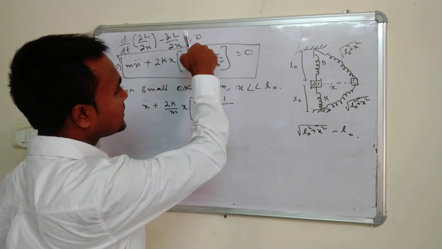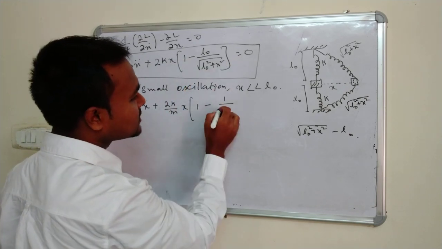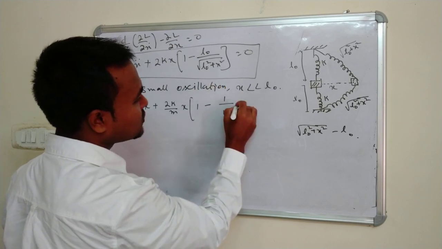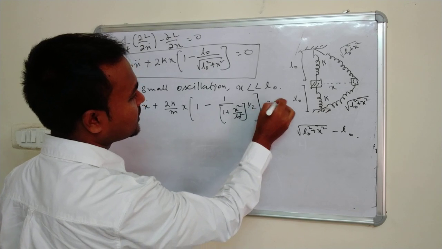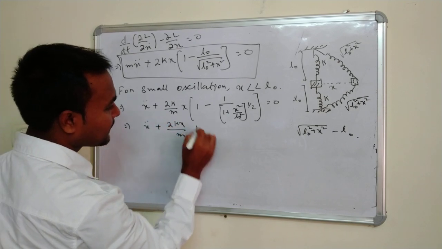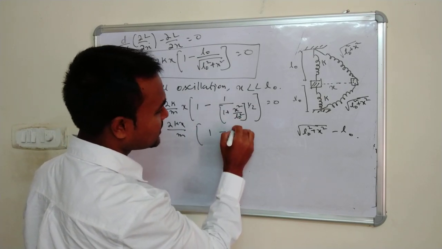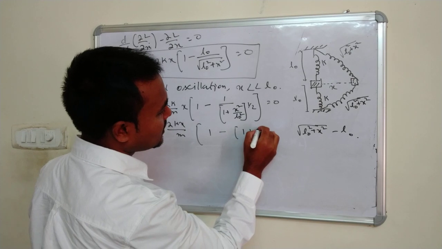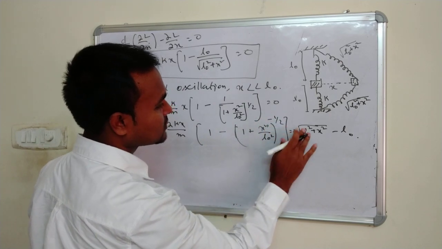So if I take this L0 in the denominator of this expression, it will be under root of L0 square. And this will be 1 plus x square by L0 square, to the power half, is equal to 0. So x double dot plus 2kx upon m, 1 minus, I can write it as 1 plus x square by L0 square to the power minus half, that is equal to 0.